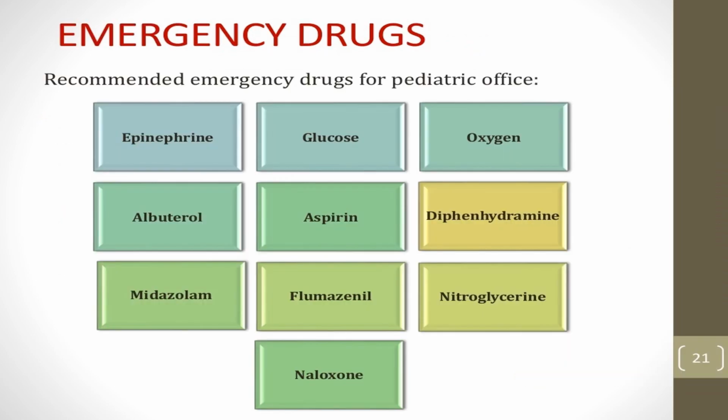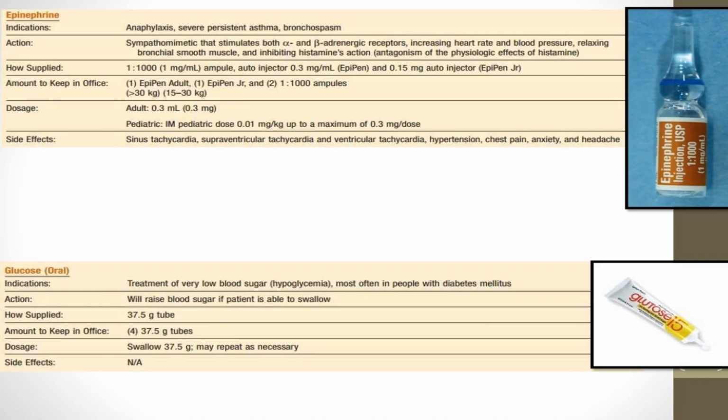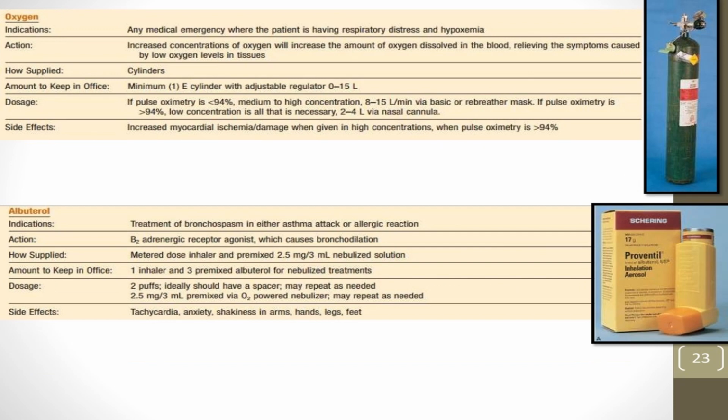Emergency drugs recommended for a pediatric office: epinephrine, glucose, oxygen, albuterol, aspirin, naloxone, midazolam, flumazenol, nitroglycerin, diphenhydramine.